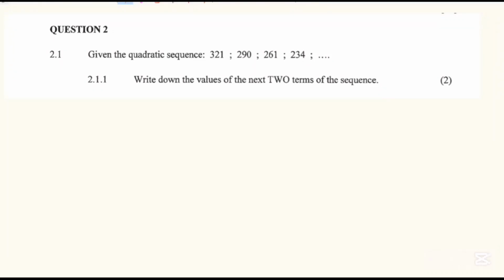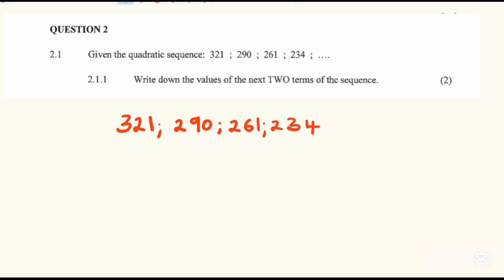In this video, we go through question 2 from the November 2019 Math Paper 1 Grade 12 Final Examination question paper. In question 2.1, we are given the quadratic sequence which consists of the first term equal to 321, the second term equal to 290, the third term equal to 261 and the fourth term equal to 234. Question 2.1.1, we write down the values of the next two terms of the sequence.